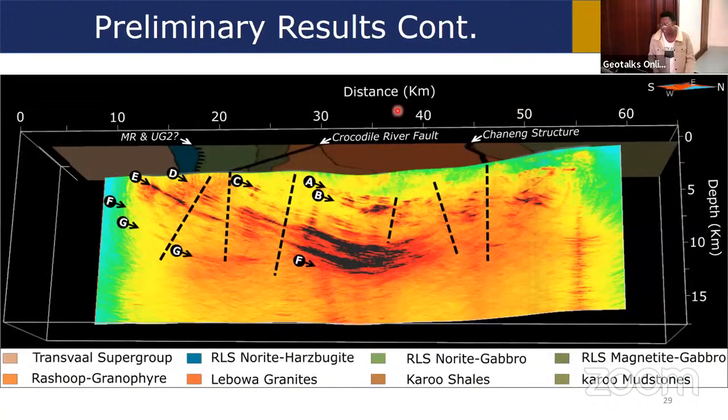Now, there's some preliminary interpretation of the structures in the region. This is a pseudo 3D view of the profile, because it was a crooked line geometry profile. You can create a pseudo 3D view of it and a pseudo 3D volume of velocities around it. Overlaid here is the surface geology. We can see correlation of some of the major structures that were mapped by geology, like the Crocodile River Fault, which correlates with the structure we interpreted there, and the Chaneng structure.